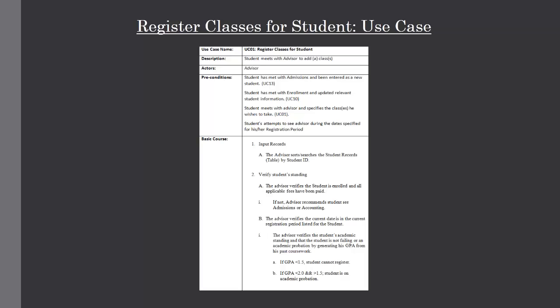The advisor will also verify that the student's academic standing is not failing or on academic probation at this time by generating his GPA from his past coursework. If the GPA is lower than a 1.5, the student cannot register at this time. But if the GPA is over a 1.5 but still under a 2.0, the student is on academic probation and still not able to register at this time because the student is required to be in good standing.